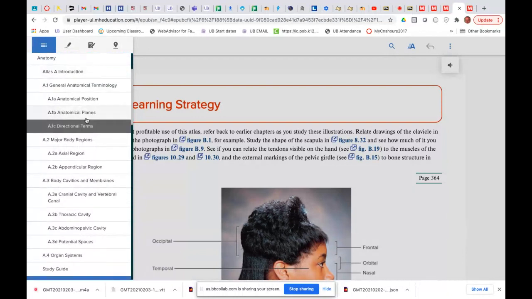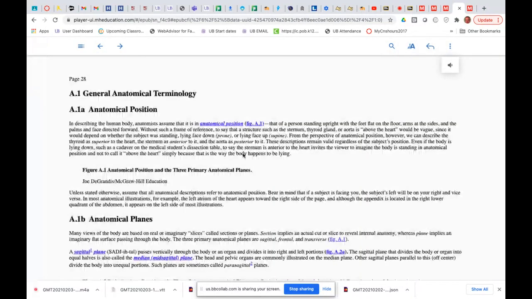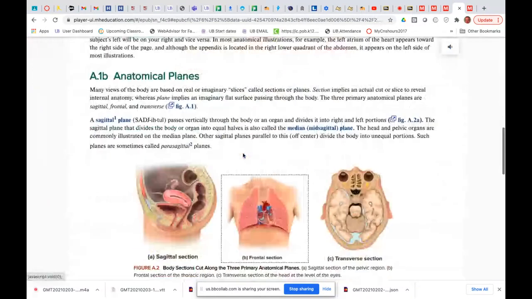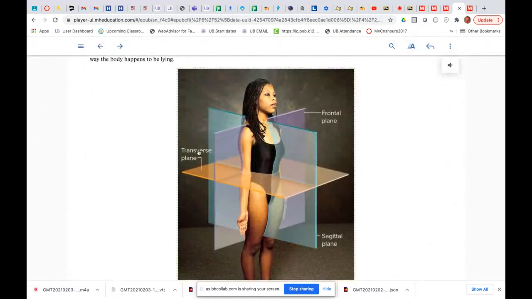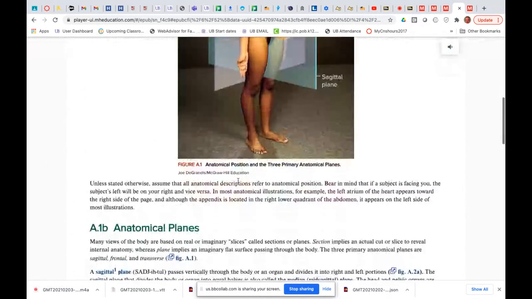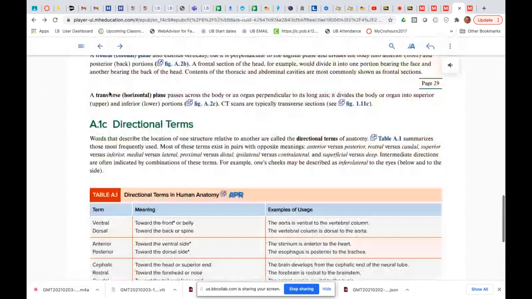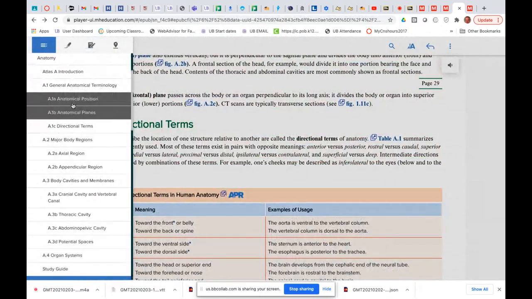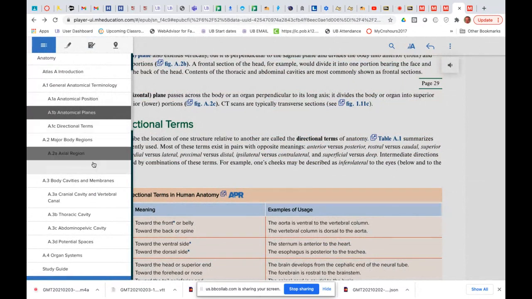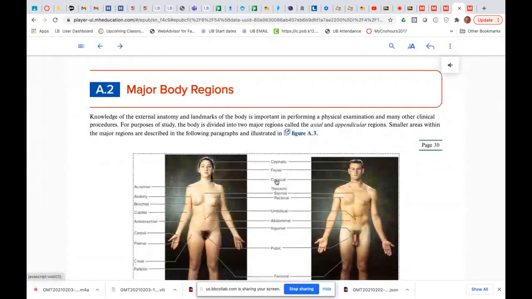You could say, all right, I need to learn about the planes. I have to know these. I've got to know the frontal plane, the transverse plane, the sagittal plane. Okay, let's go back again. What else do I have to know in this atlas? Let me look at the body regions.